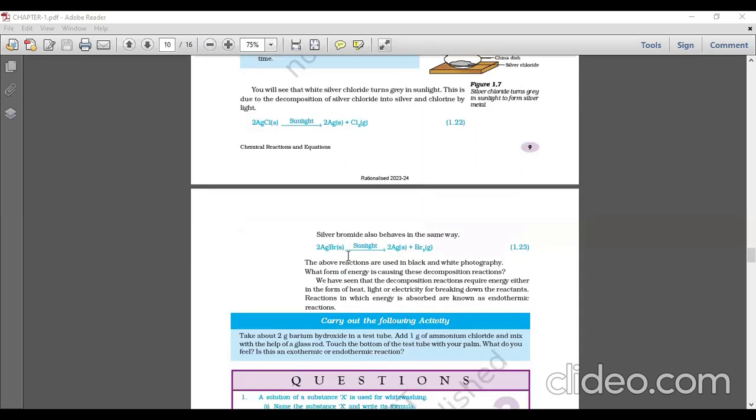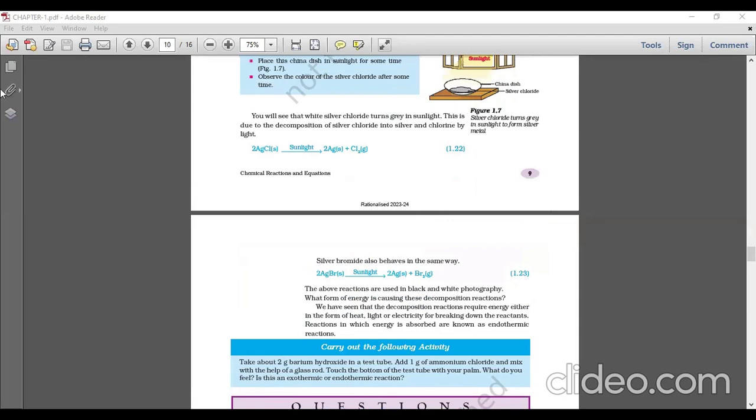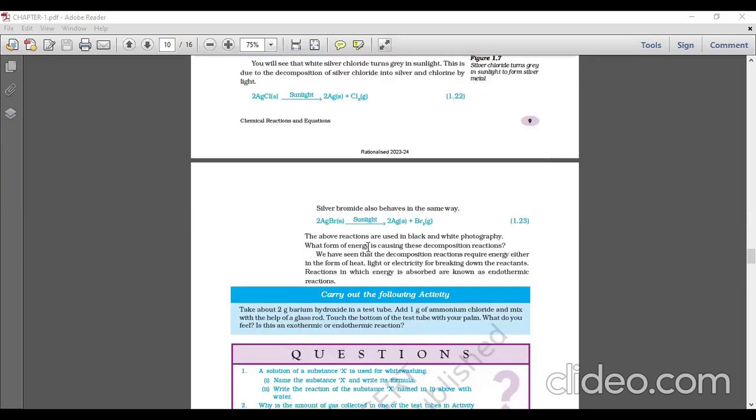This is a very important question which can be asked in MCQs. Silver bromide. Here, the silver chloride changes into gray color after absorbing the heat. Similarly, not only silver chloride, even silver bromide behaves in the same way. It also absorbs the heat and changes into gray color. Now, what is the benefit of this? What is the use of silver chloride and silver bromide?